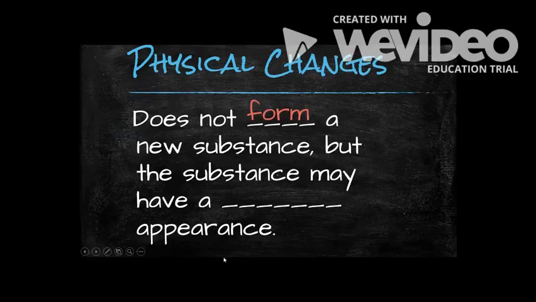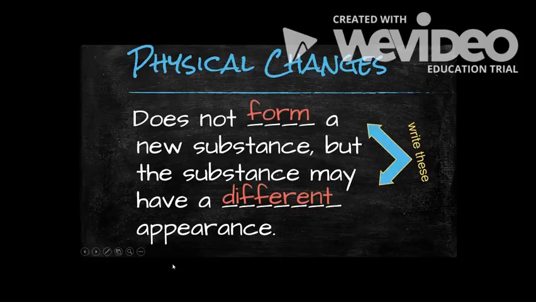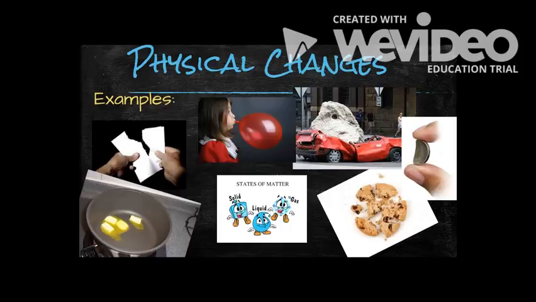So physical changes, they don't change to form a new substance, but the substance may have a different appearance. So it might look a little different, but it still is the same thing. For instance, water may go from being a liquid to a solid. It might become ice, but it's still just water. It just happens to be in a solid state. So you might want to jot these down if you don't have them somewhere already.